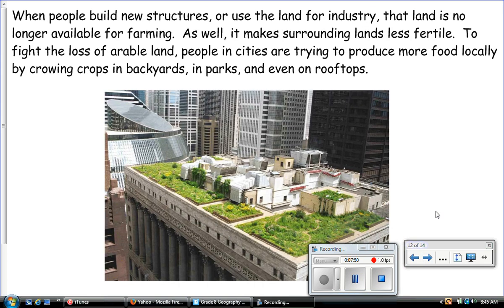When people build new structures or use the land for industry, that land is no longer available for farming. As well, it makes surrounding lands less fertile. To fight the loss of arable land, people in cities are trying to produce more food locally by growing crops in backyards, in parks, and even on rooftops. And a picture like this should actually be familiar to those of you who were with me for Grade 7 geography when we were learning about green roofs. Farms, or not farms, but rather gardens, which are literally created on a rooftop.